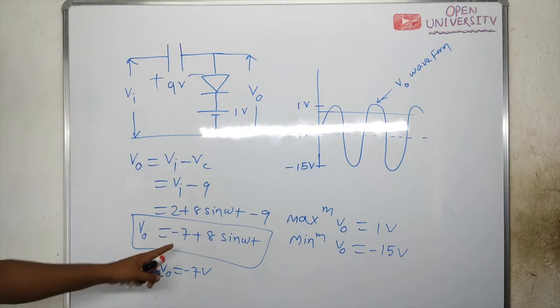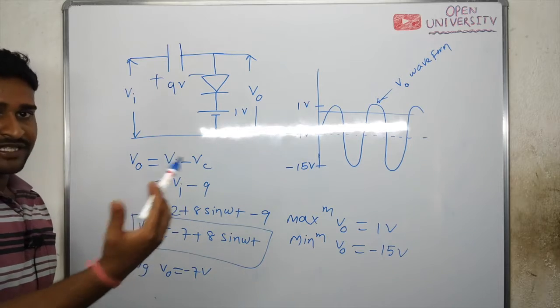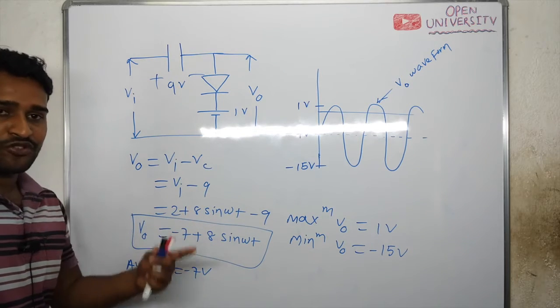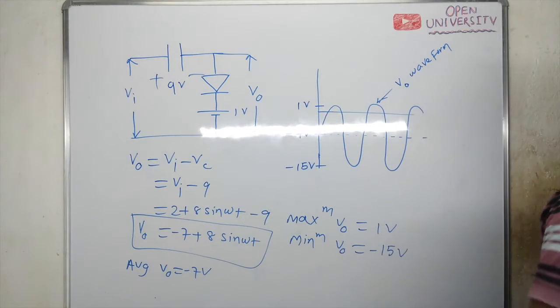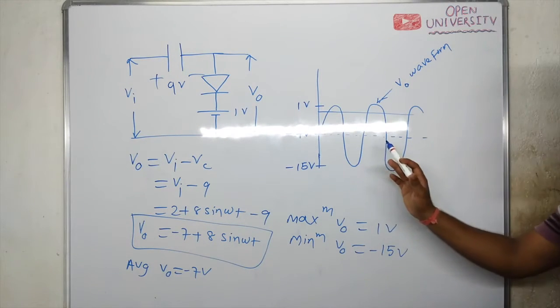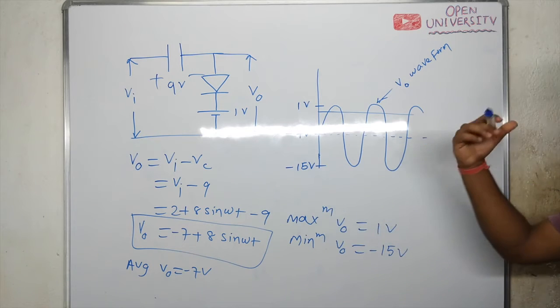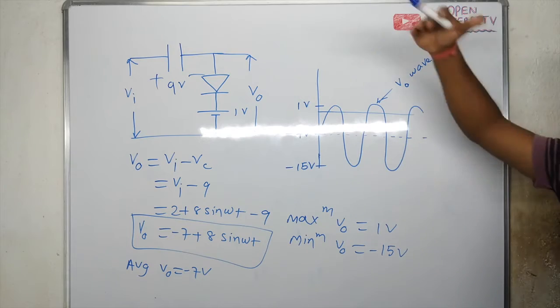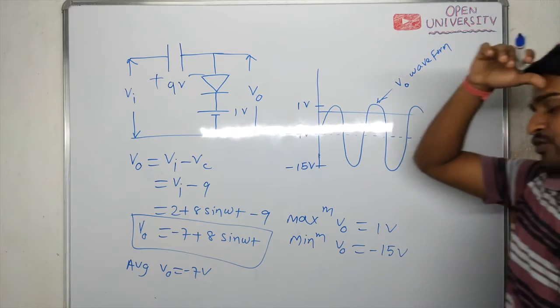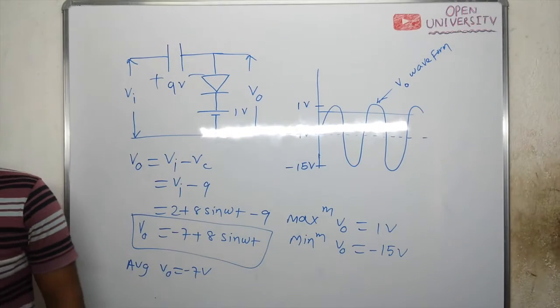So a clamper will change only the DC level of the signal. It will change or shift the DC level of the signal. So a clamper is also called a DC level shifter. The clamper does not change the shape of the signal, it changes only the DC value, shifting it in the upward or downward direction. So a clamper is also called a DC level shifter. Write down one note.